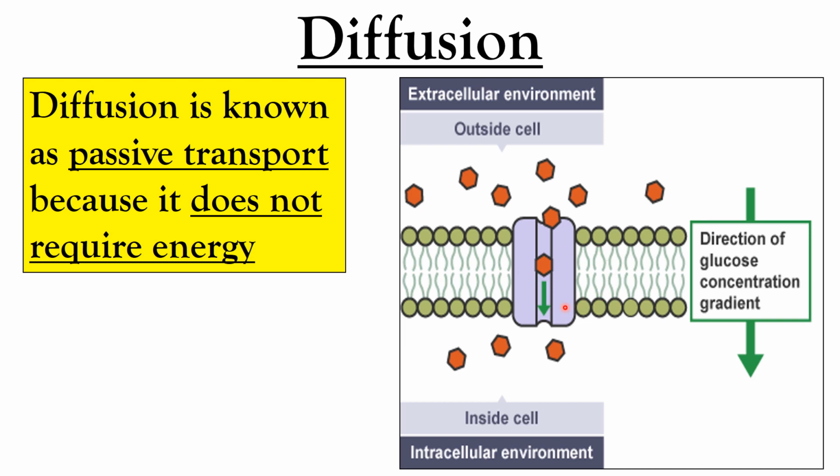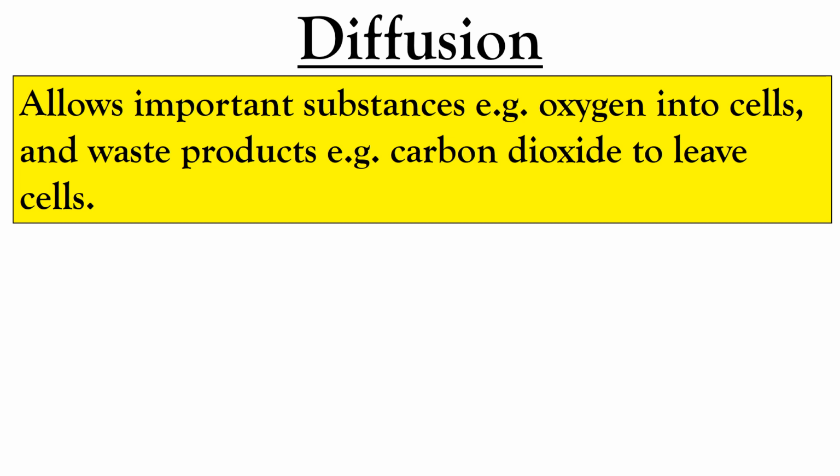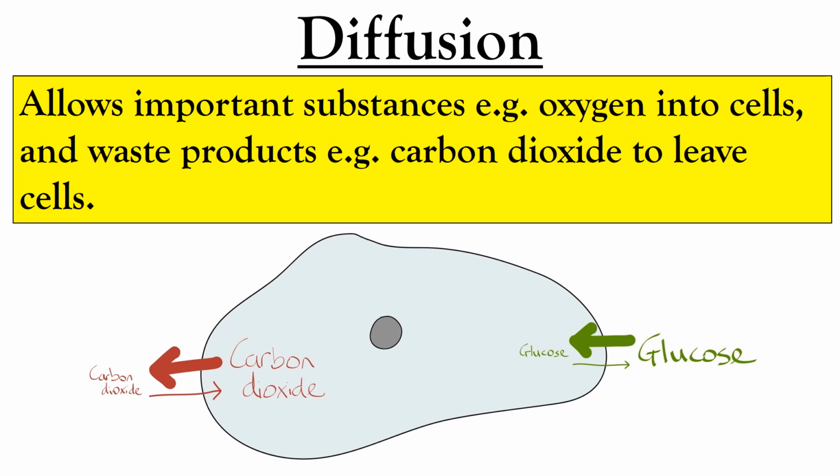So another cellular example here, you've got a higher concentration of glucose outside the cell, so it's going to move into the cell where there's a lower concentration. And the purpose of it is to allow important substances, for example oxygen or glucose, into cells, and also you will have waste products accumulating within cells, for example carbon dioxide. So diffusion allows these waste products to get out of the cells, to be excreted, breathed out, whatever happens once they've left the cell, in order to remove it from the body.